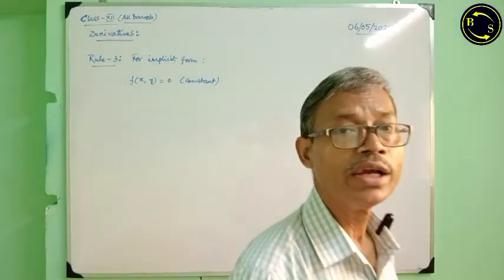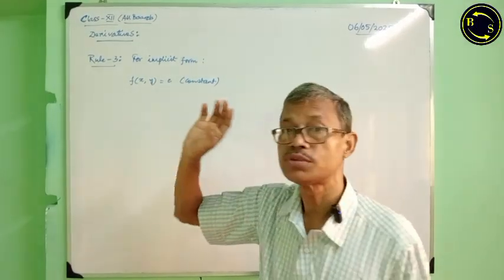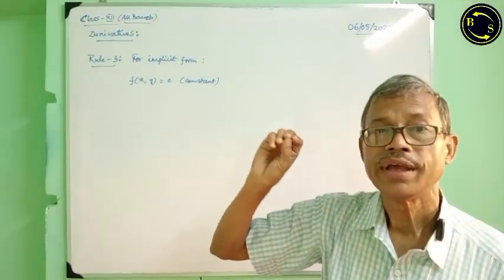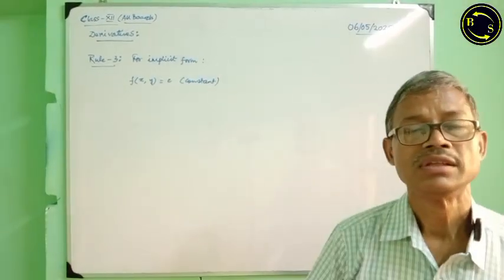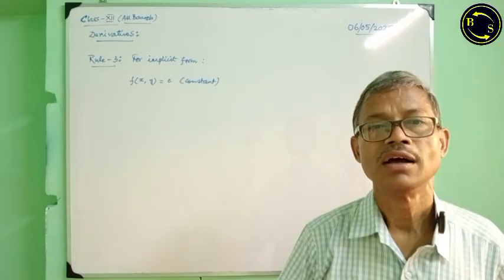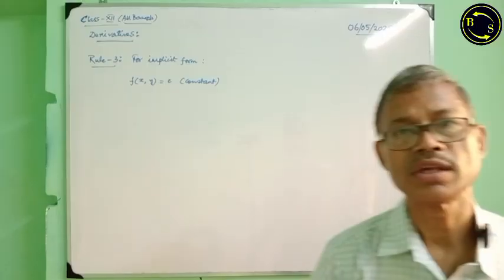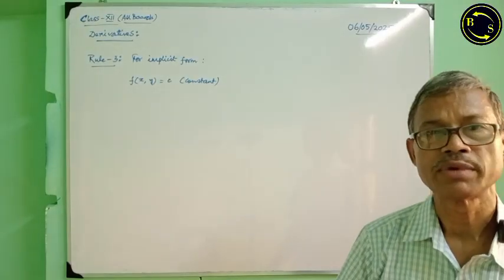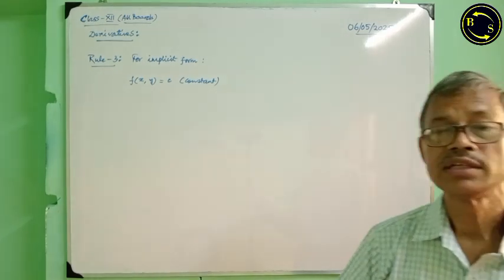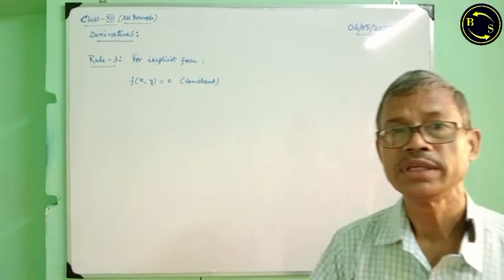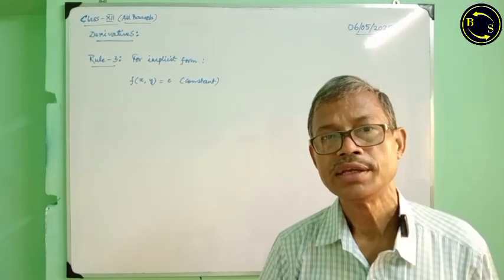An expression involving x and y is expressed by f(x, y) equal to c. Since f(x, y) is not an explicit function, what is the way of finding dy dx, or the differential coefficient of y with respect to x? The process is simple. We just differentiate the given relation involving x, y with respect to x and apply the laws we have learned earlier.